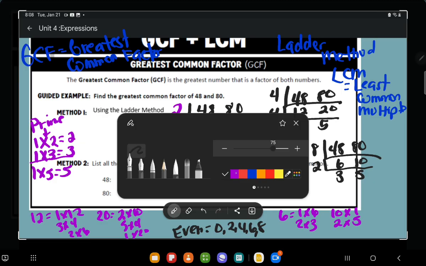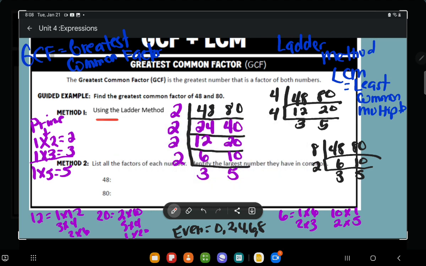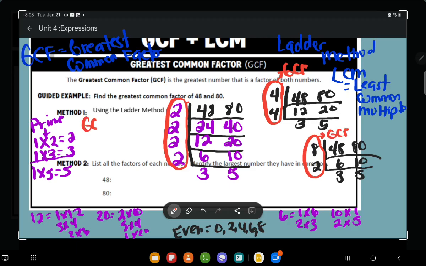Now, how do you find the greatest common factor? So, for the greatest common factor, you're going to look at the numbers on the side of the ladder. That's how you find the greatest common factor. And you're going to multiply those numbers together. So 2 times 2 times 2 times 2: 2 times 2 is 4, times 2 is 8, times 2 is 16. So the greatest common factor would be 16.